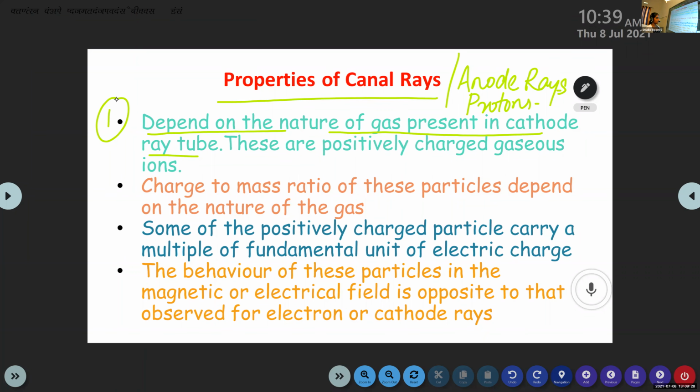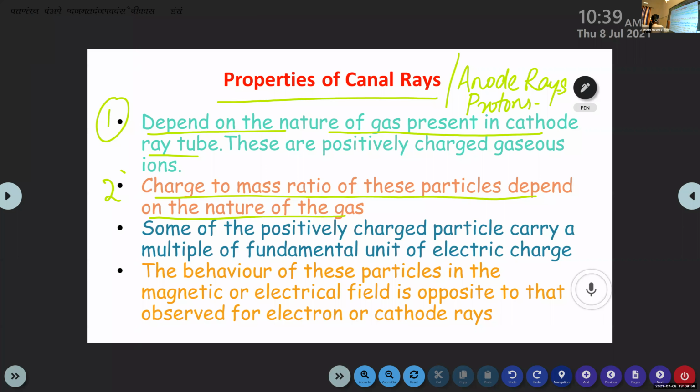Then the second one: the charge to mass ratio of these particles depends on the nature of the gas. Here the charge to mass ratio of the proton also depends on the nature of the gas. Clear? Which gas is taken in that discharge tube will affect the charge to mass ratio and the properties of canal rays. Clear?